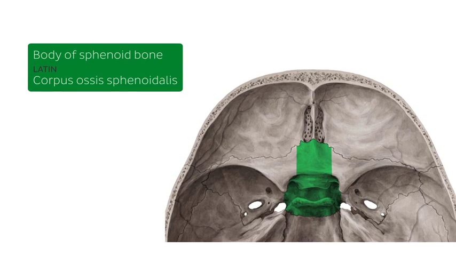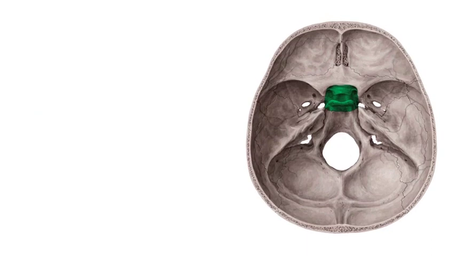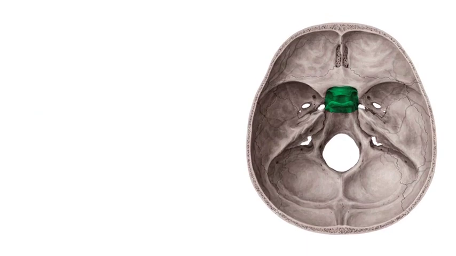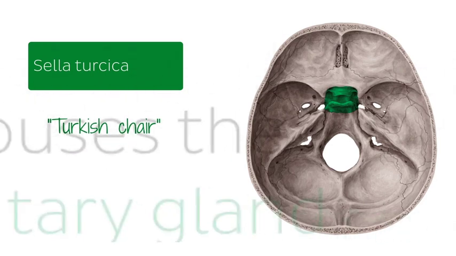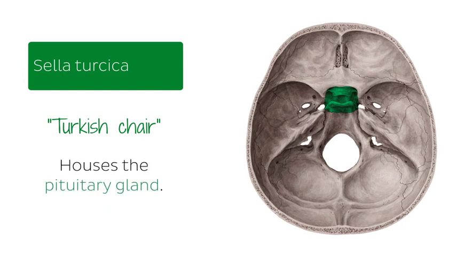Now let's start with one of those structures that I just mentioned before, seen here highlighted in green. This is known as the sella turcica, which is located on the body of the sphenoid. And owing to its saddle shape, the sella turcica was given its name, which means Turkish chair. Now, the sella turcica houses an important gland in your body known as the pituitary gland.